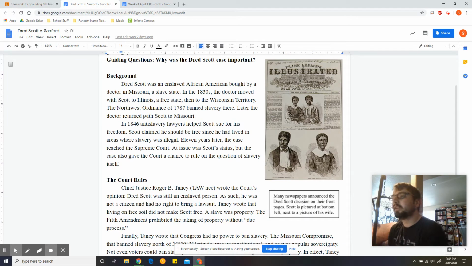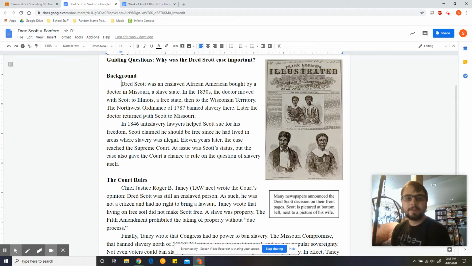Dred Scott was an enslaved African American bought by a doctor in Missouri, a slave state. In the 1830s, the doctor moved with Scott to Illinois, a free state, then to the Wisconsin Territory, which at the time was also free. The Northwest Ordinance of 1787 banned slavery there. Later, the doctor returned with Scott to Missouri. In 1846, anti-slavery lawyers helped Scott sue for his freedom. Scott claimed he should be free since he had lived in areas where slavery was illegal. 11 years later, the case reached the Supreme Court.